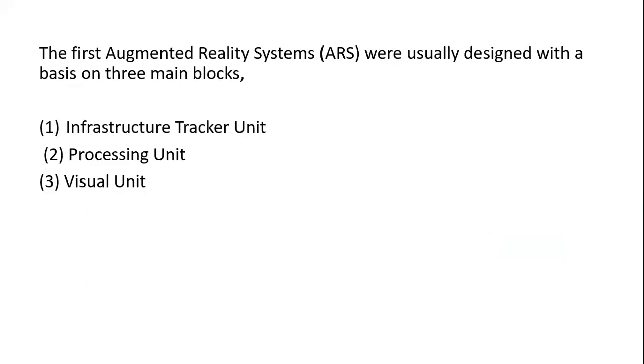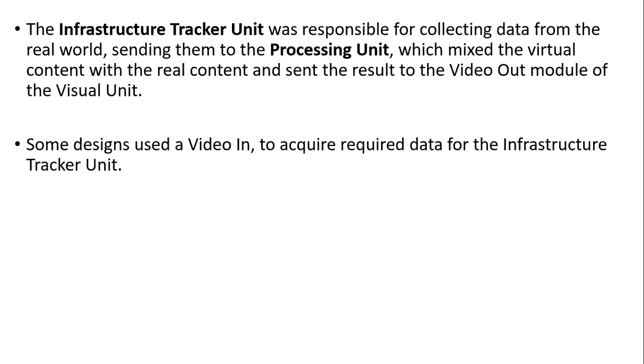So the first augmented reality was designed with a basis on three main blocks, where the first one is infrastructure tracker unit, second one is processing unit, and the third one is visual unit. What is infrastructure tracker unit? Infrastructure tracker unit is the one which is responsible for collecting the data from the real world, and that data will be sent to the processing unit.